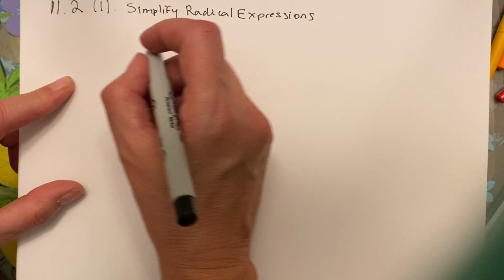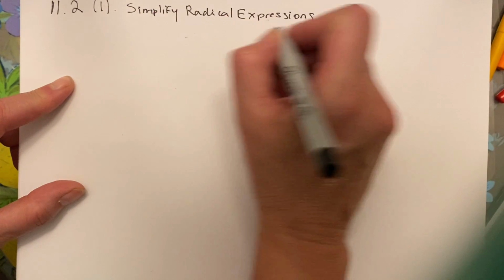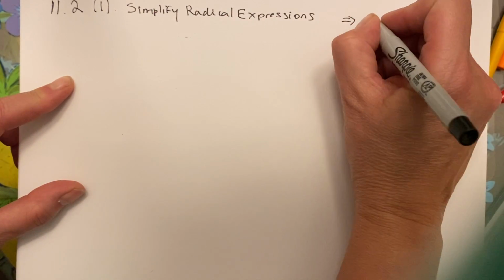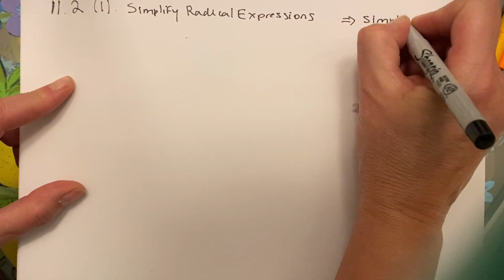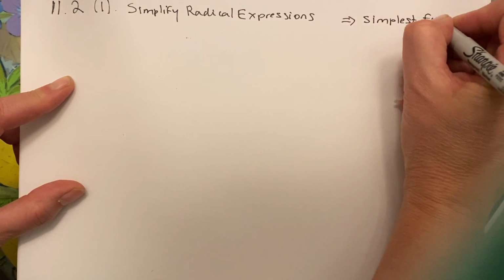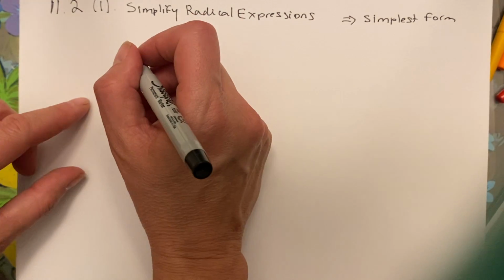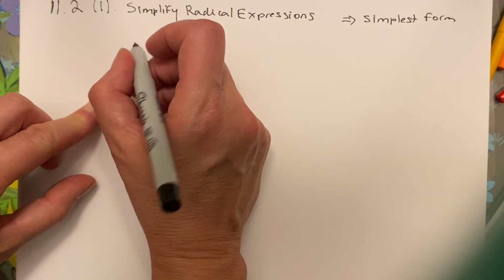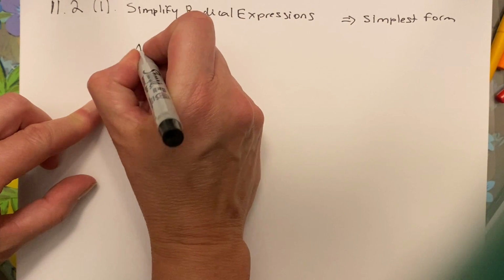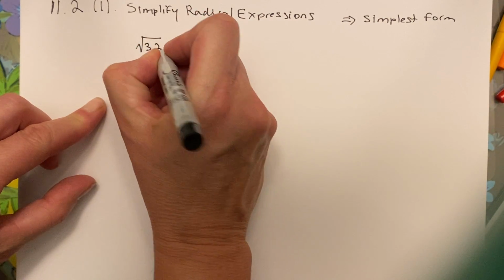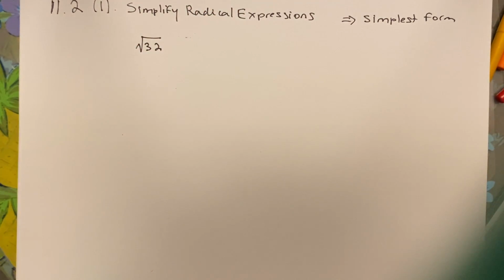So, the number one thing to remember is when you have a radical expression, you want to get it into its simplest form. And what that means is you want that radical to not have any more squares in it. To give you an example, the square root of 32.